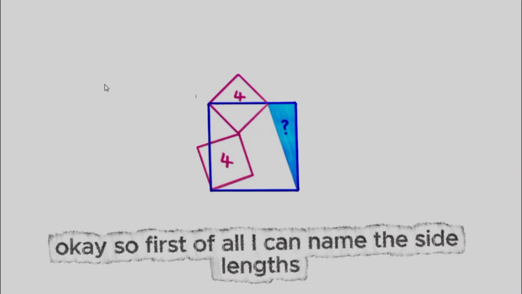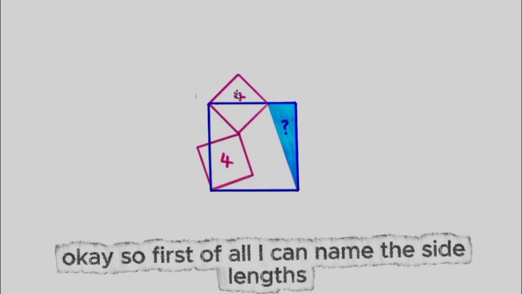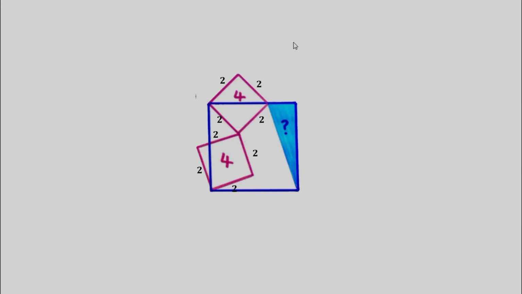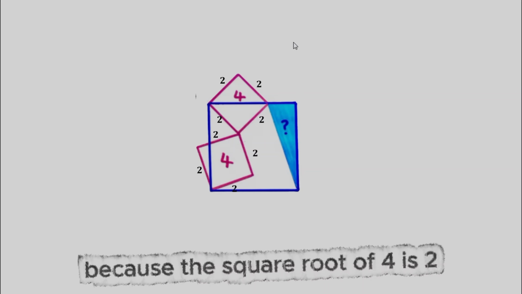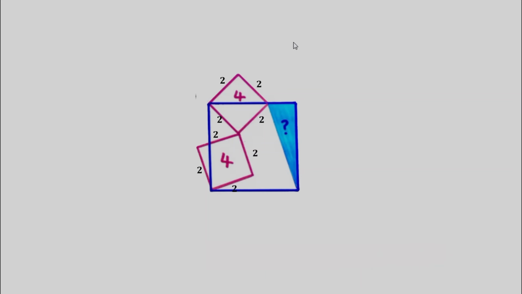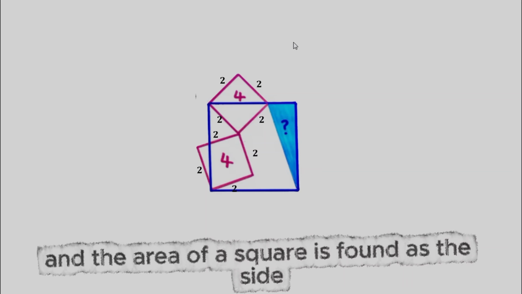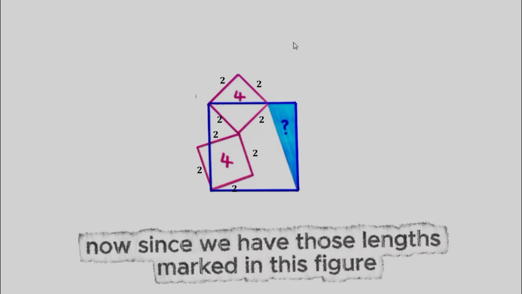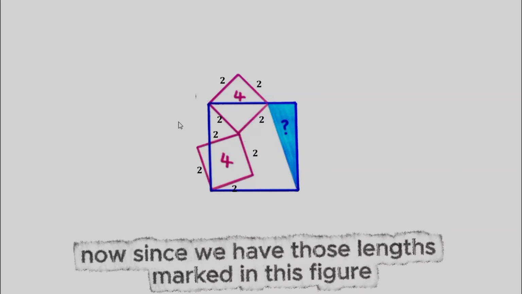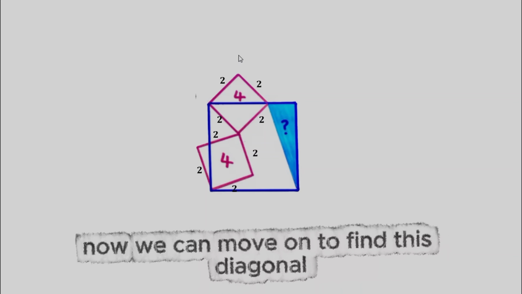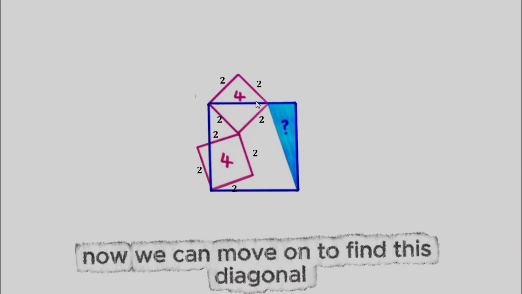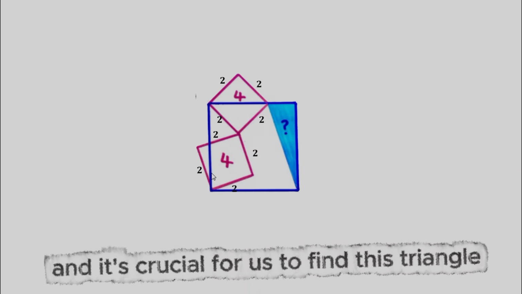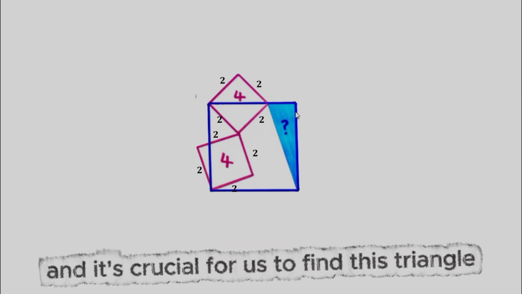Okay, so first of all, I can name the side lengths of these pink colored squares as 2, because the square root of 4 is 2 and the area of a square is found as the side length squared. So now since we have those lengths marked in this figure, now we can move on to find this diagonal, because the diagonal is lying on this blue square and it's crucial for us to find this triangle.